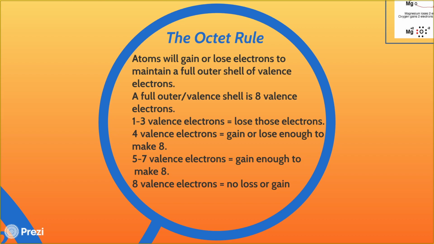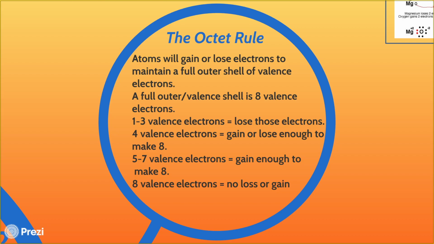Okay? In general, if it only has 1 to 3 electrons, it's going to lose those electrons to something else. Okay? So your metals typically only have 1 to 2 to 3 valence electrons that are hanging out there on the outside. So they tend to lose those electrons. If it has 4 electrons, it could go either way to make a gain or lose to get to 8.